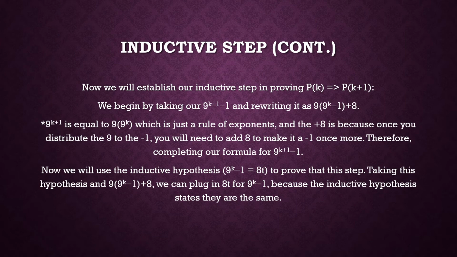So to begin, we take our 9 to the k plus 1 minus 1 and rewrite it as 9 multiplied by 9 to the k minus 1, plus 8. If you know any exponent rules, 9 to the k plus 1 is just base 9 multiplied by base 9 raised to the k power. The plus 1 is the same base, which is 9 raised to the 1 power, which is where the 1 comes from. And if you were to distribute the 9, we'd get a negative 9. That's where the plus 8 comes in, completing our formula for 9 to the k plus 1 minus 1, now being rewritten as 9 multiplied by 9 to the k minus 1, plus 8.